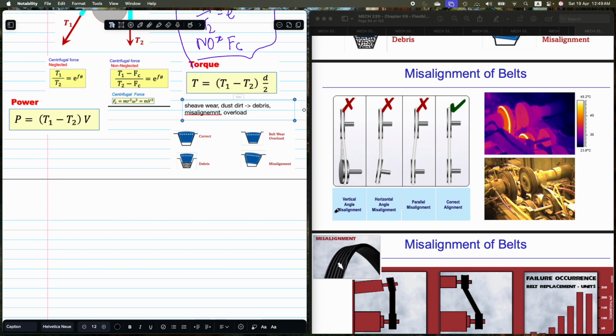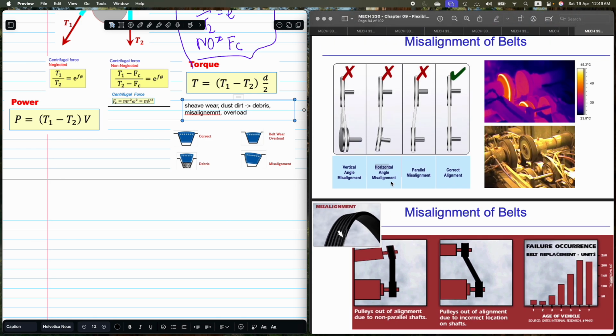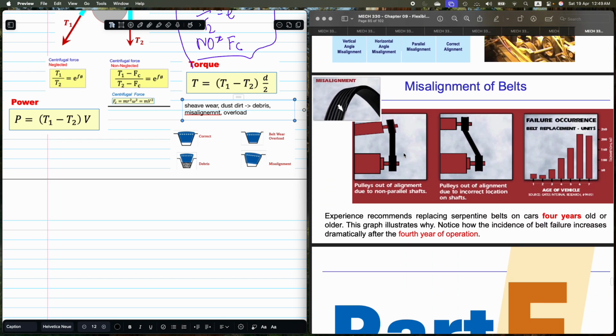Misalignment of belts: what happens is vertical angle misalignment, misalignment of horizontal angle, parallel misalignment. So correct alignment. This makes sense, it's in the name. This is not something hard.